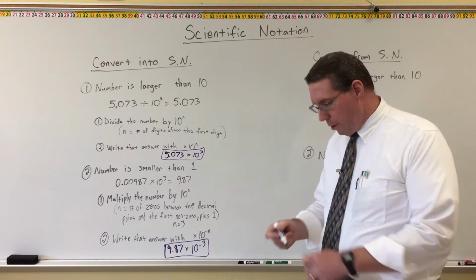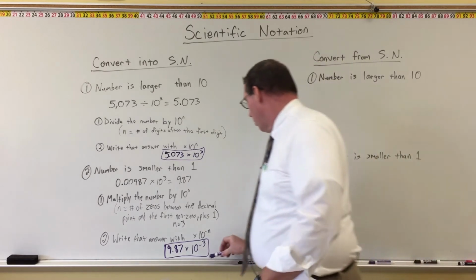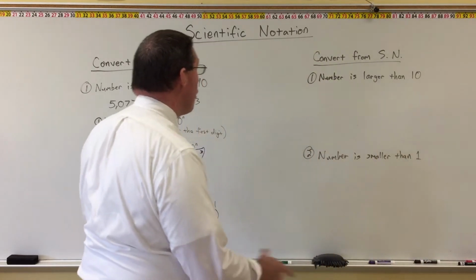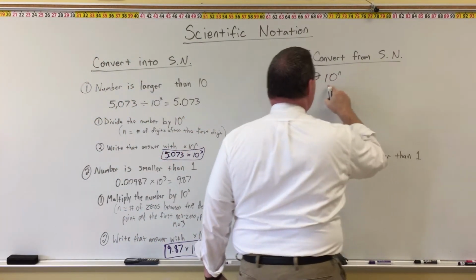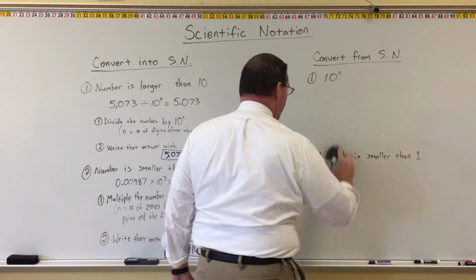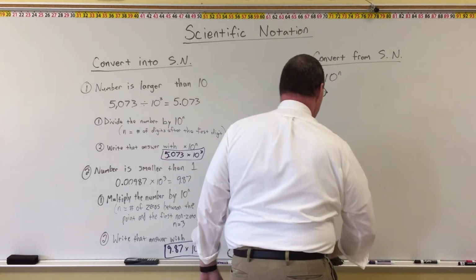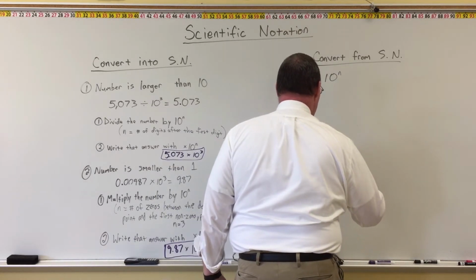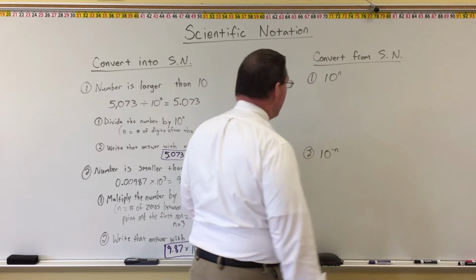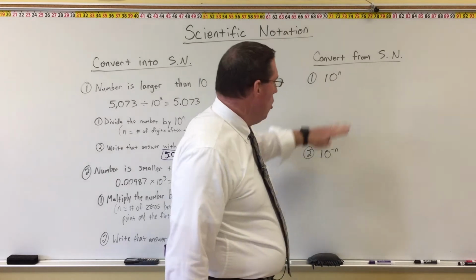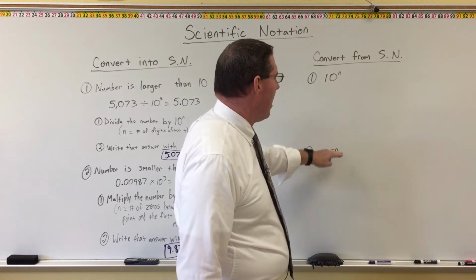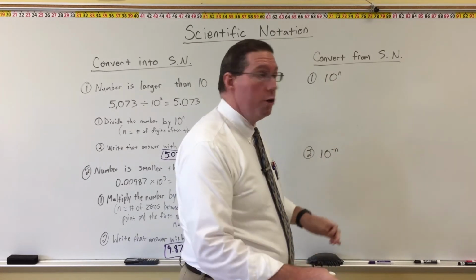Okay? All right, so what we're going to do now is learn how to convert from scientific notation. Let's say in scientific notation it's 10 to a positive power, and the second situation is where it's 10 to a negative power. So it's a number times 10 to the positive 7 power, or it's a number times 10 to the negative 4 power. Okay, what do you do?